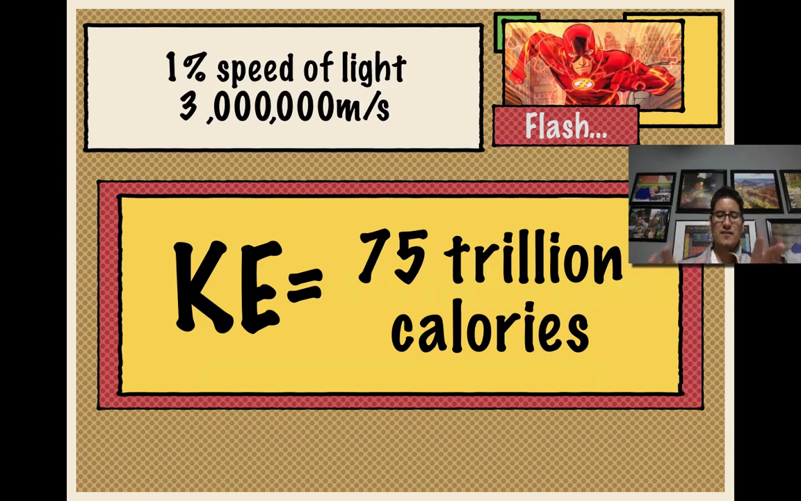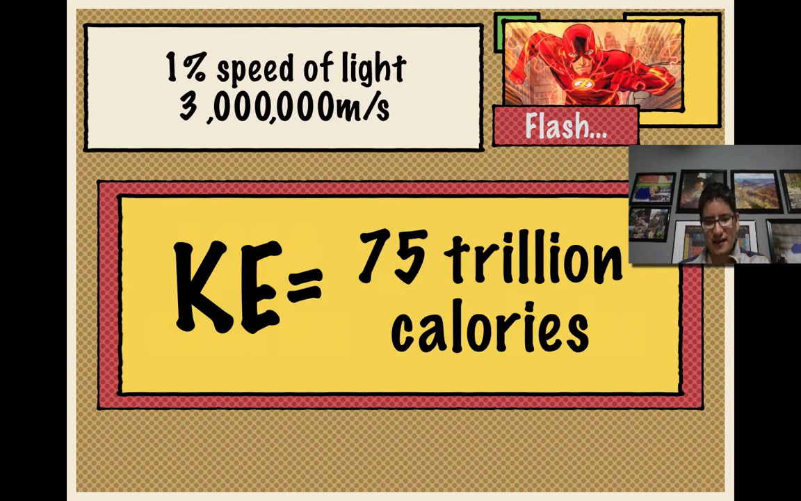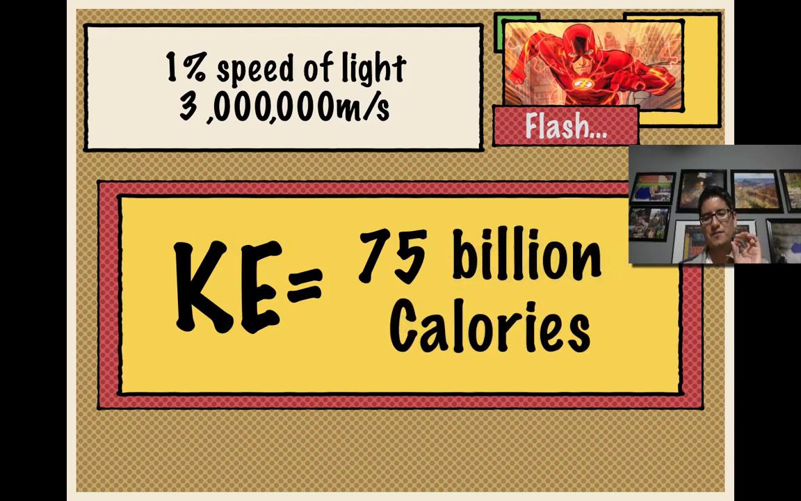So let's translate that into actual calories that we have a better understanding of in our diets and food and such. So 1,000 physics calorie equals 1 food calorie. So in other words, we have to divide our 75 trillion physics calories by 1,000 to get an actual food calorie, which comes out to be 75 billion calories. So think about that for a second. So Flash, as he's going the speed of 1% the speed of light, consumes 75 billion calories. That means he needs to eat 75 billion calories in order to go that fast.